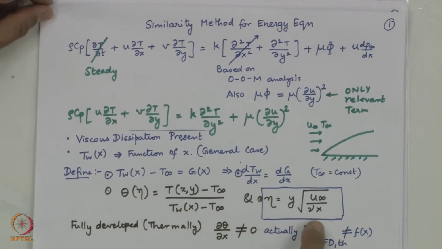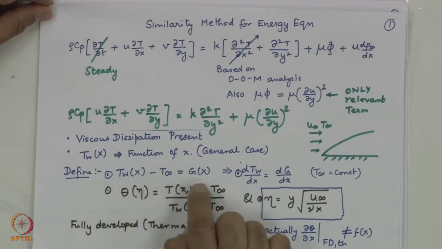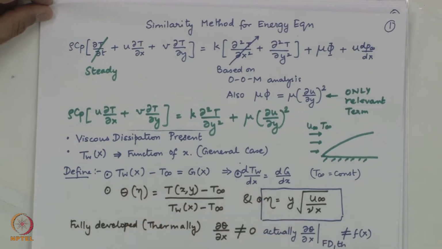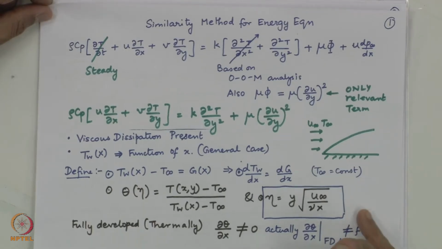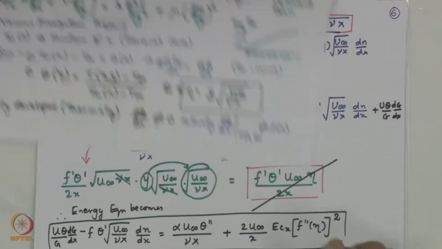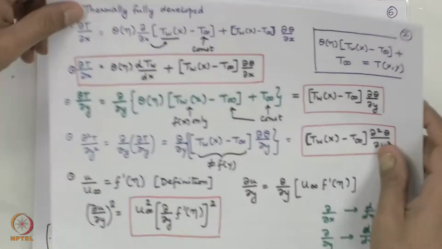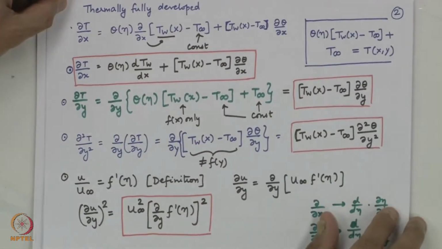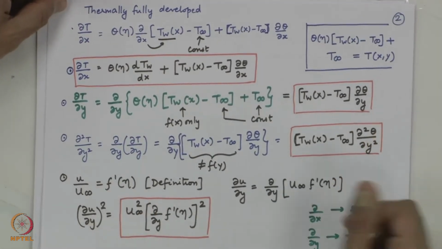We defined quantities this way for theta, and T-wall minus T infinity was equal to G(x), which is a function of x. T infinity was taken as a constant. The similarity variable was exactly as what we defined before. After having done that, we wrote the expressions for dT/dx, dT/dy and all these things in terms of the new variables.